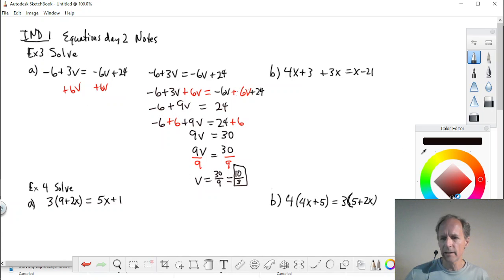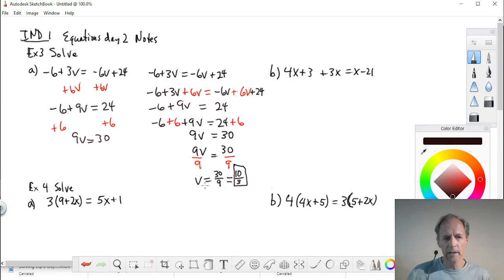Okay. Now we didn't go ahead and finish this one. Let's go back and do that. This first one we'll do both ways. So at this point we would have said negative 6 plus 9v equals 24. Then we would have said, okay, we're now going to add 6 to both sides. And we would have said this is 9v equals 30.